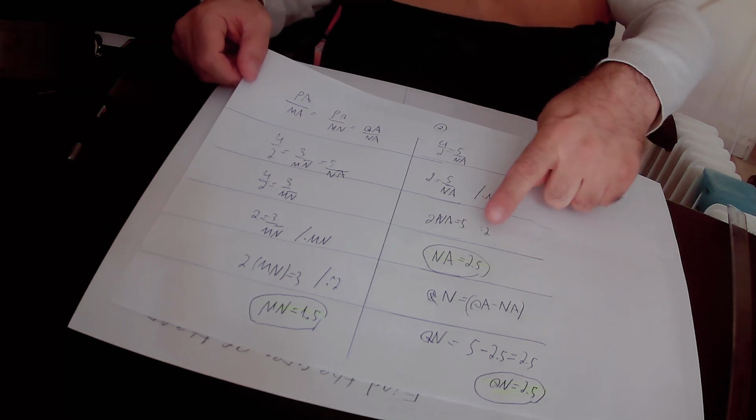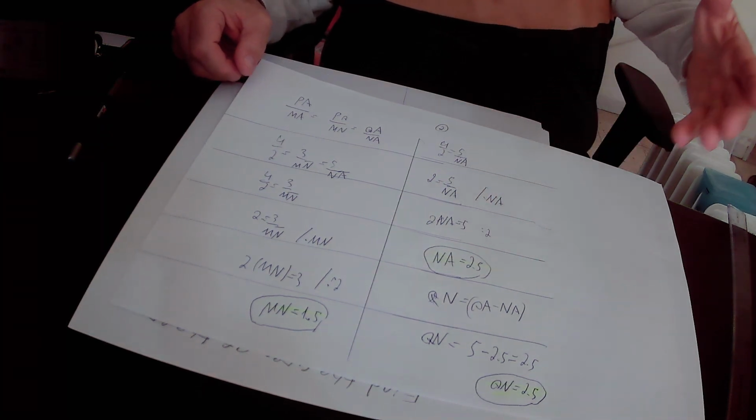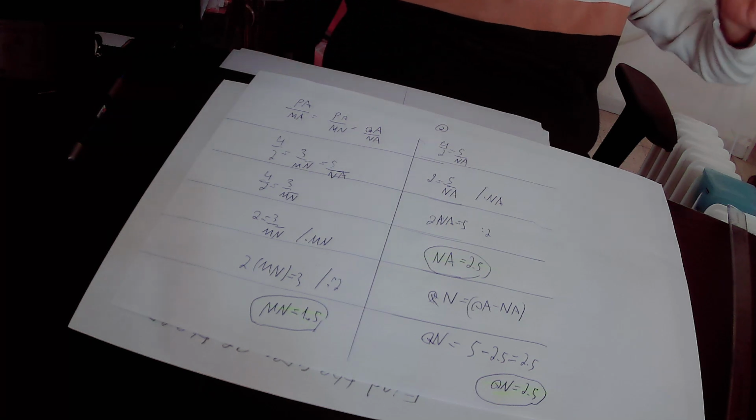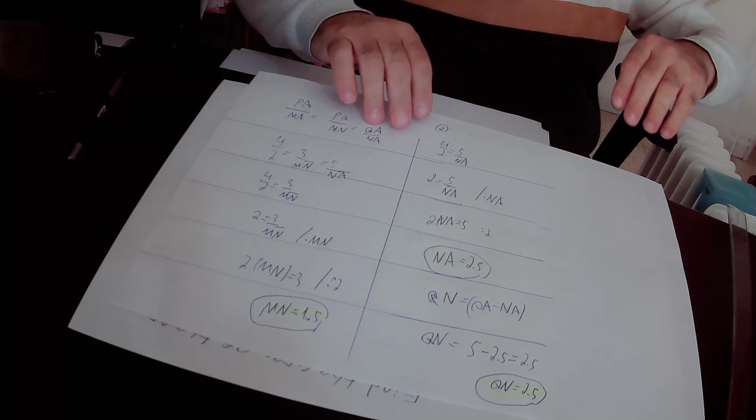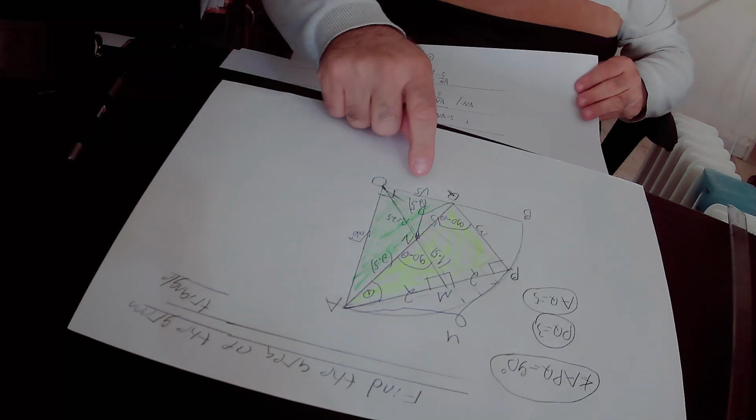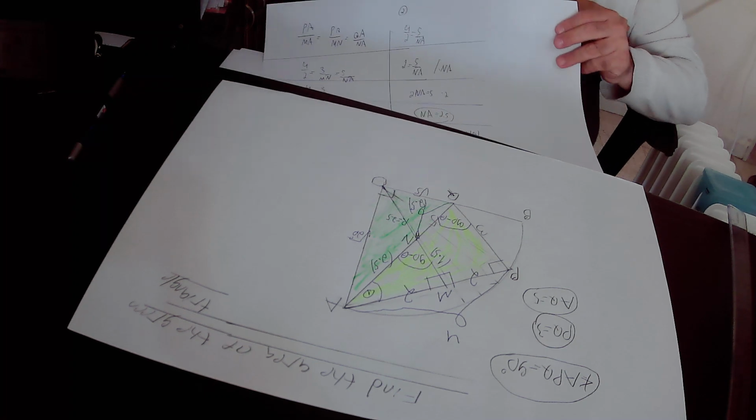QA is 5 and NA is 2.5. Therefore, QN in total equals 5 minus 2.5. That is 2.5. So the length of this line segment QN is 2.5 units.